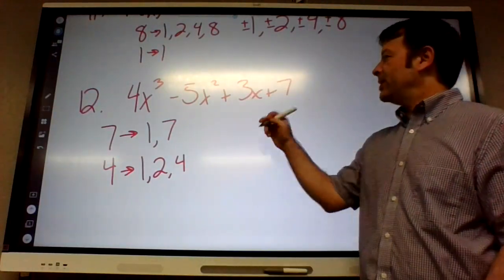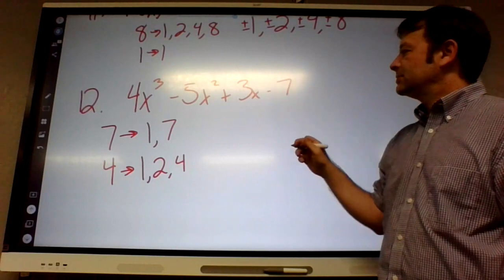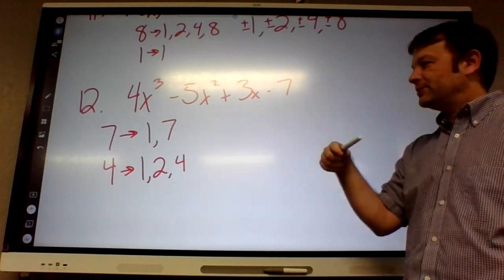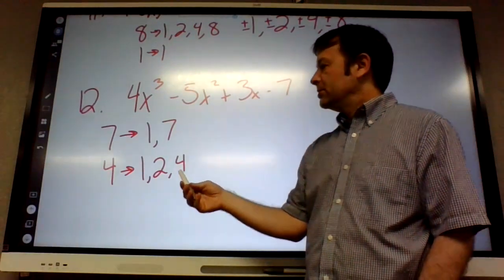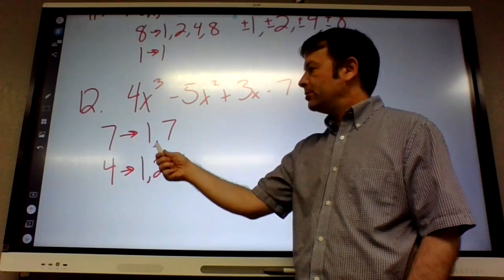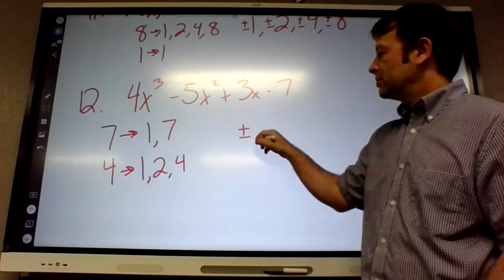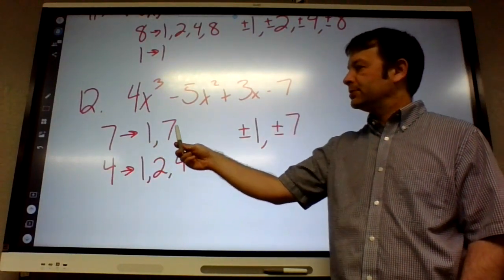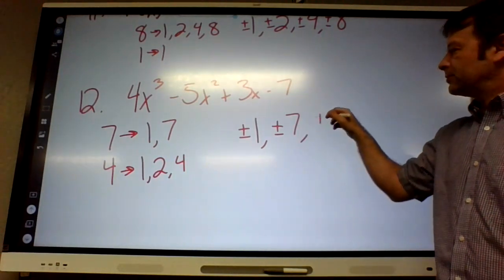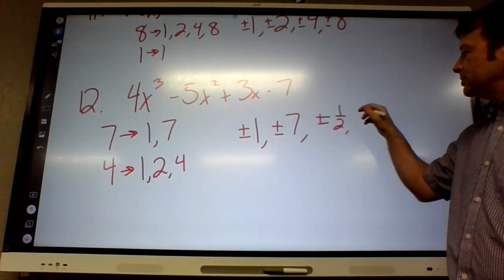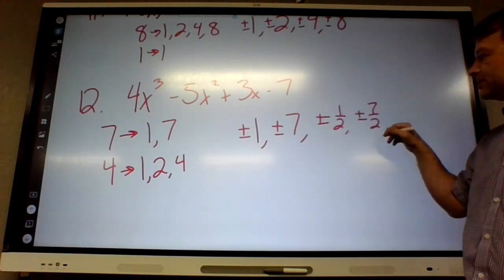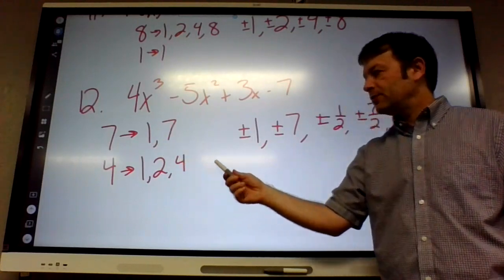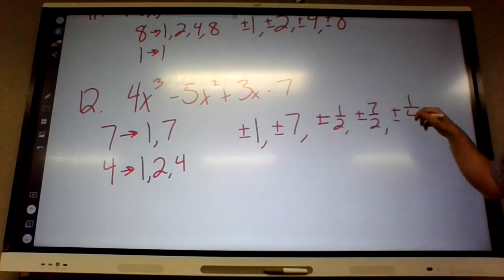Okay, so by the way, does it matter if this is like a negative out here? Well, factors of negative 7 could be positive 1, negative 1, positive 7, negative 7. So no, it doesn't matter at all. So it's 1 over 1 or 7 over 1, or 1 over 2, 7 over 2. So fractions. If the fraction reduces, you need to reduce it, by the way, just like always. Or 1 over 4, 7 over 4. You guys follow that?